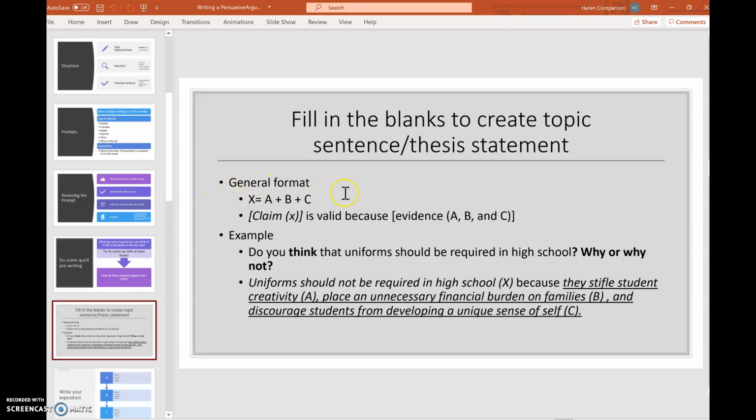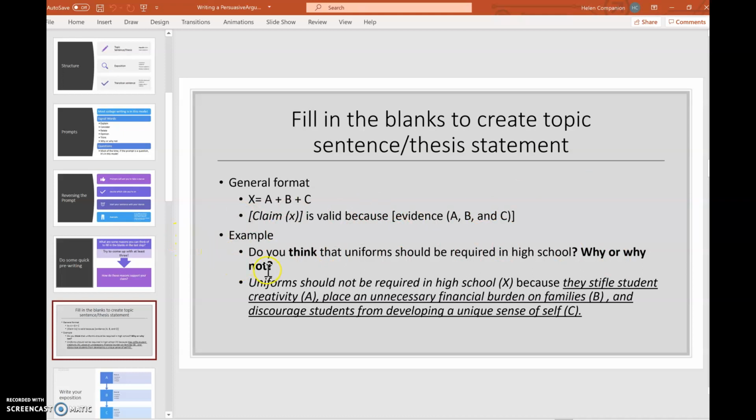So your general format for your thesis statement for a persuasive argumentative paragraph, or essay, is going to be X equals A plus B plus C. So claim, which is X, is valid because evidence. This format is relatively easy and it will almost always work. I can only think of one time in all the writing I've done in my life where this form didn't work for this type of essay.